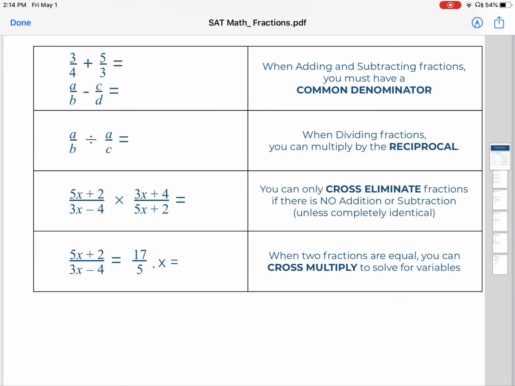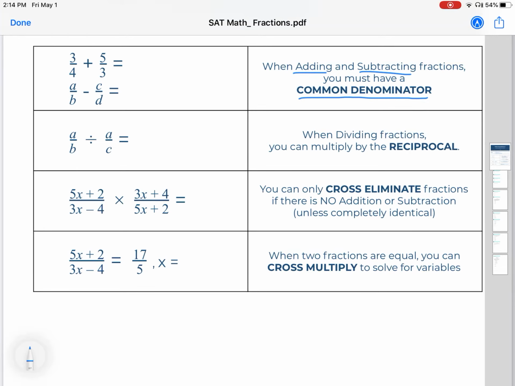The SAT and ACT ask us a surprising number of questions that involve basic understanding of how to operate with fractions. And so today's video is going to focus on the basic rules we have to follow when we add and subtract, multiply and divide fractions, and carrying those rules over even when we are given variables or unknowns. So the first rule we have is when adding and subtracting fractions, we have to have a common denominator.